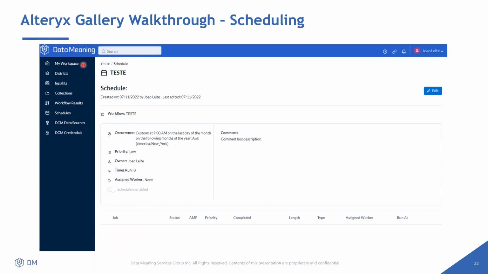Similar to how we see the histories of the workflows, I'll also be able to see the history down here of all the Alteryx runs and all of the results and everything. And if this throws an error, I'll also be able to see the error here, the log and everything.